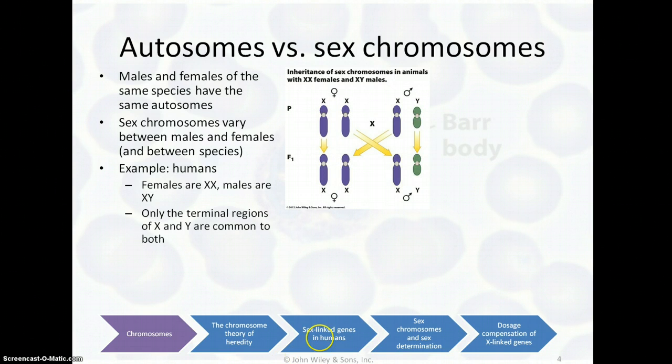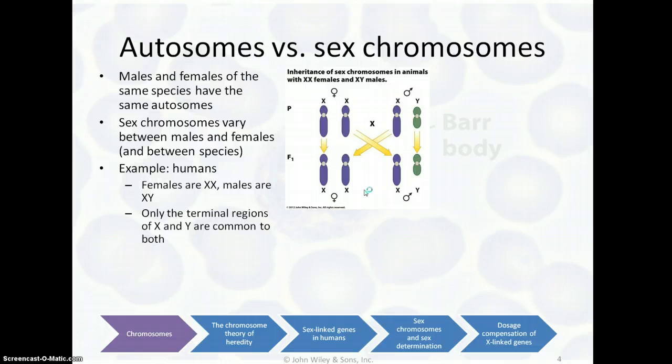If you look here, we can see that in the parents, the female parent has 2 X chromosomes, and the male has an X and a Y. The female is always going to pass an X chromosome onto all of her children, both the sons and the daughters, because it's all she has to pass on. The male is going to pass on either an X or a Y. When he passes on the X, you get 2 X's and end up with a daughter. When he passes on a Y, you end up with an X and Y, and you end up with a son. So it's the male that determines the gender of the offspring.